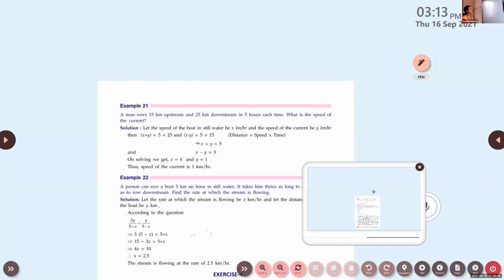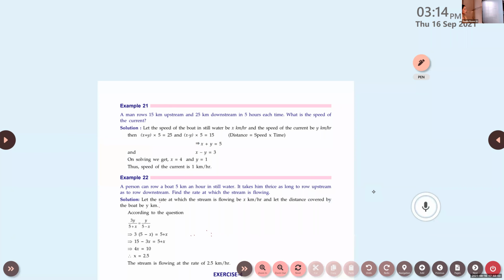Okay, look at this question. A man rows 15 kilometer upstream and 25 kilometer downstream in 5 hours each time. What is the speed of the current? We want to find the speed of the current. Speed of the current means it is the same as the speed of the river. So what can you do?